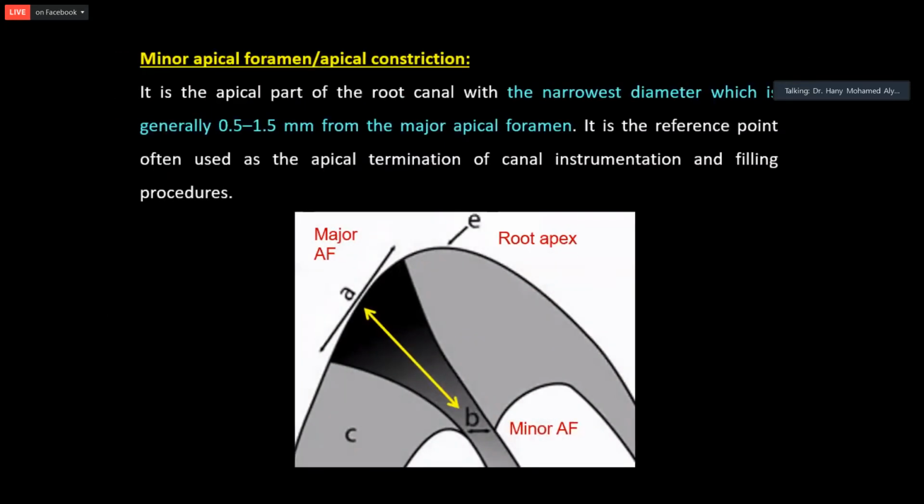The minor apical foramen is the apical part of the root canal, which is usually the narrowest diameter, and it is generally 0.5 to 1.5 mm from the major apical foramen.